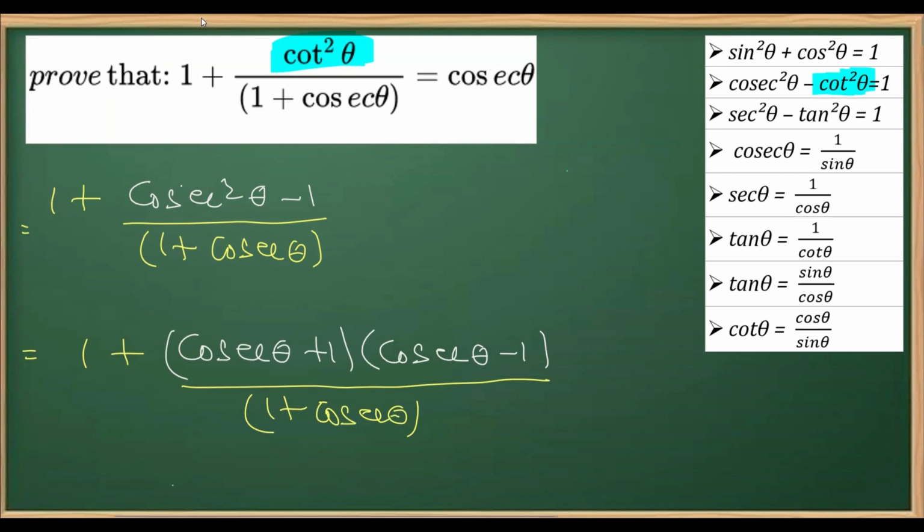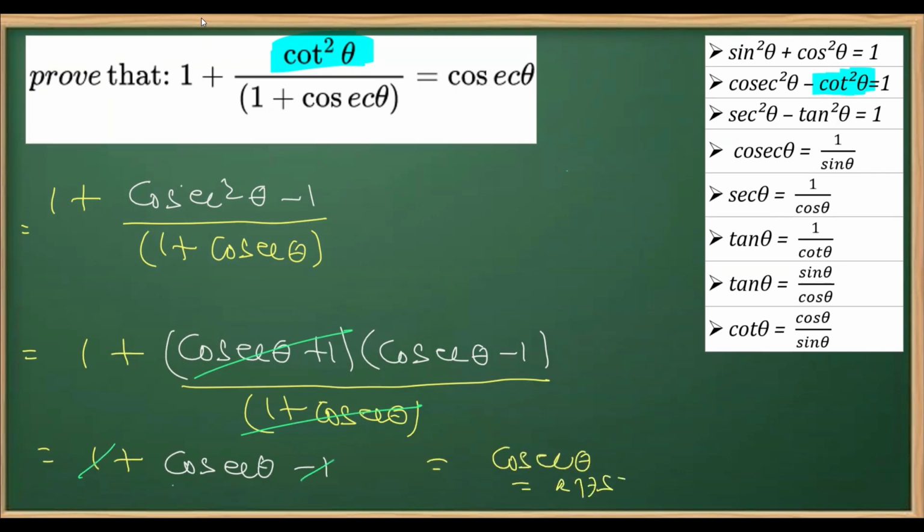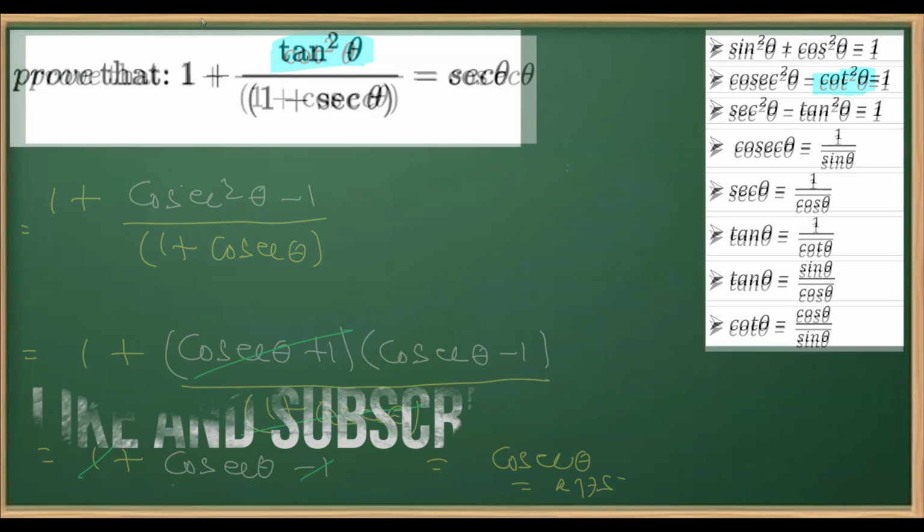Now you know that 1 plus cosec and cosec plus 1 are the same, right? A plus b is the same as b plus a. So this gets cancelled, and we are left with 1 plus cosec⁴ minus 1, over... well, from here also you can see plus 1 and minus 1 get cancelled, and we are left with cosec⁴ only, and that is equal to the RHS. This is equal to RHS. Now let's move to the next question.